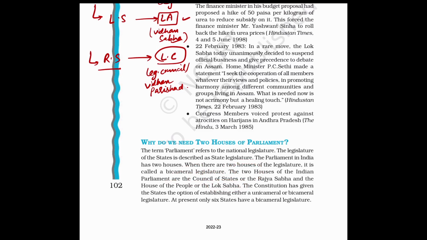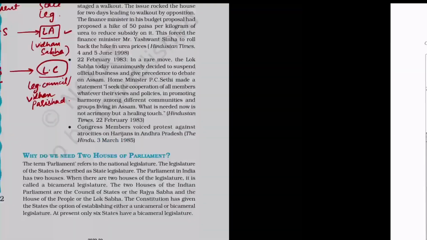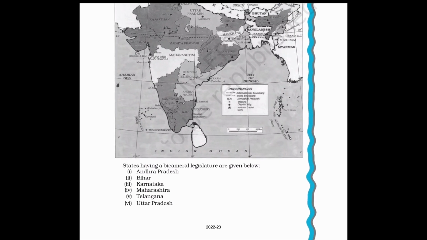You need to understand that for the states, they have got an option by the constitution that whether you want to establish a one house system in your state or a two house system in your state. So at present, please remember this is important for prelims perspective. Only 6 states have bicameral legislature, which means also a legislative council. Everyone has a legislative assembly, but only 6 of them have legislative councils also.